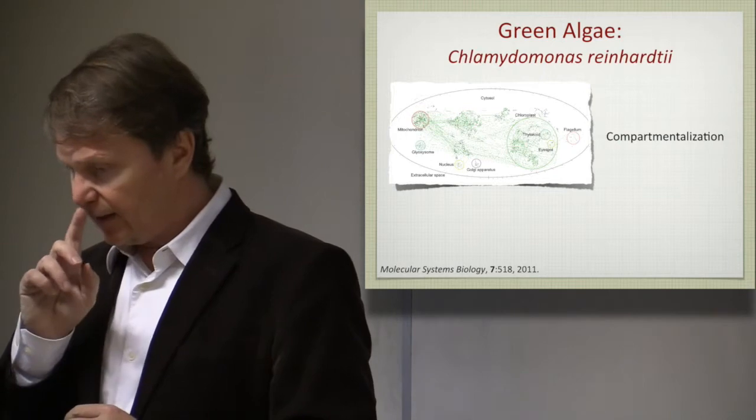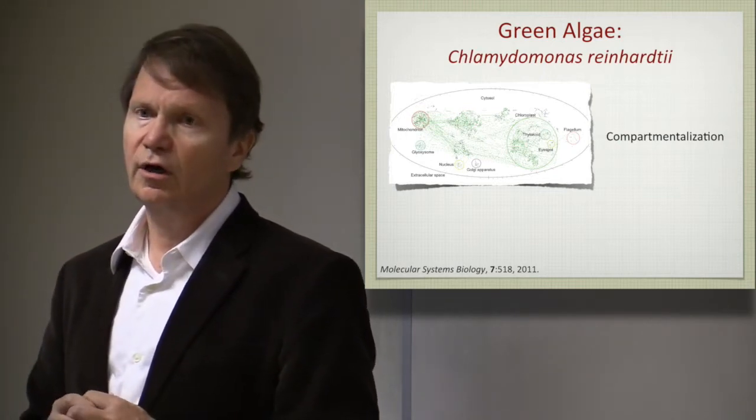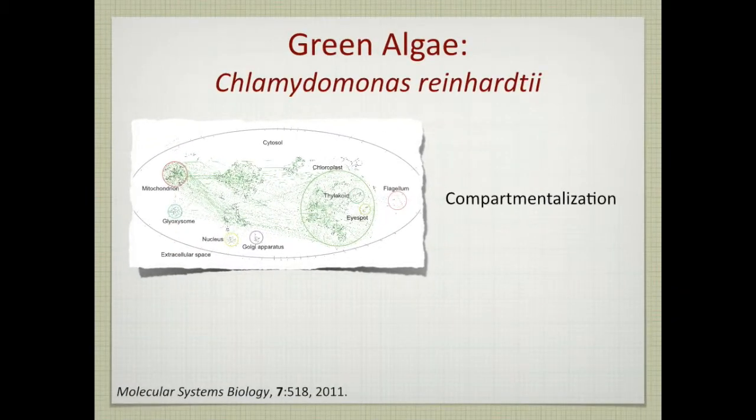So when you build reconstructions of a eukaryote, you have to compartmentalize. And in green algae, there are many compartments. I forget now how many compartments are accounted for in the yeast reconstruction. I think it's something like 6 of them. And so you see a number of compartments in green algae. Of course, they have mitochondria and the chloroplast, so they will have more compartments than a yeast would.